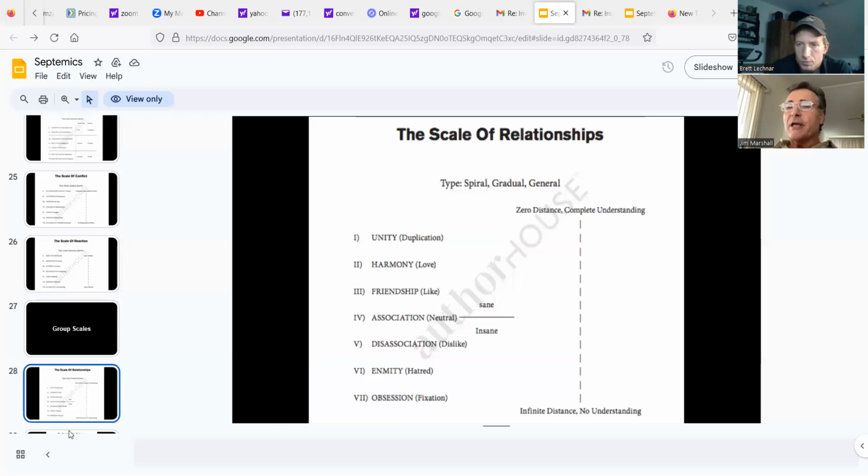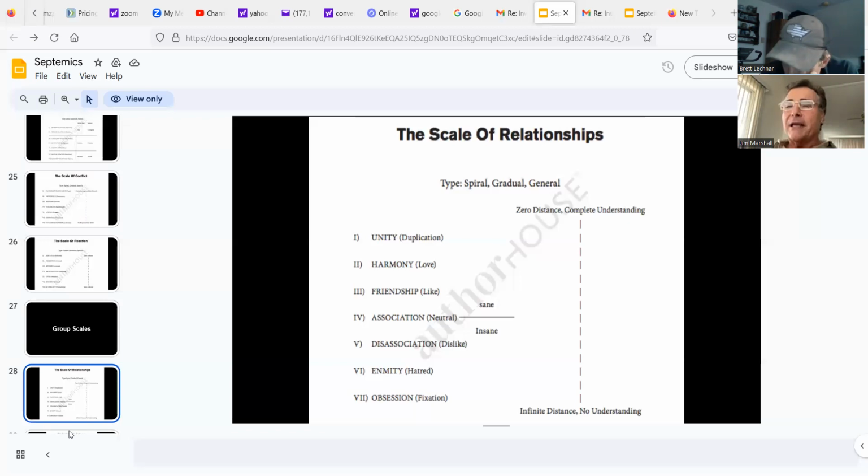Now, up to level 3, beyond association, is friendship. When you improve from neutrality, you go into like. So let's say you sit next to some guy at a football game. You don't know this guy, right? You're at association. You're neutral. But you start talking to him, and by the end of the game, you like the guy. So there's like a little bit of a friendship there.